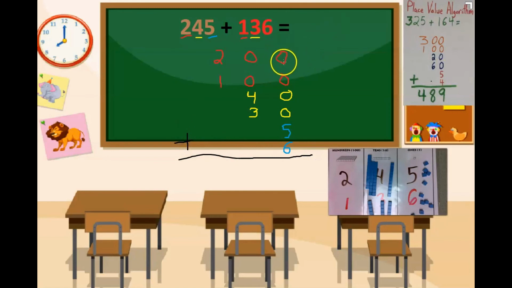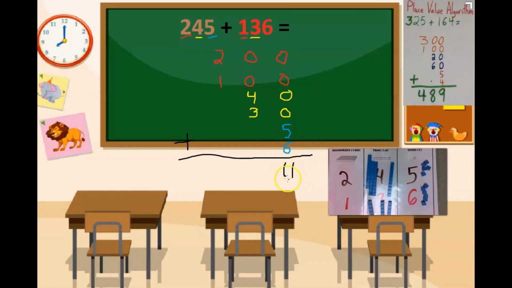So let's do the ones place value. 0 plus 0 plus 0 plus 0 is 0. And 0 plus 5. 1, 2, 3, 4, 5. And 5 plus 6 is 6, 7, 8, 9, 10, 11. So we have 11 in the ones place value.